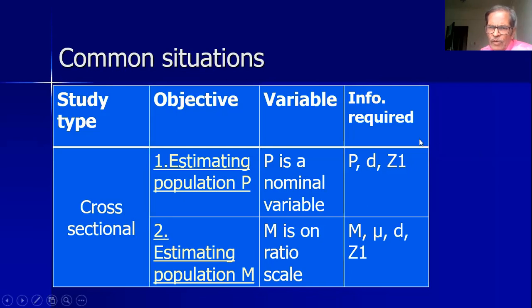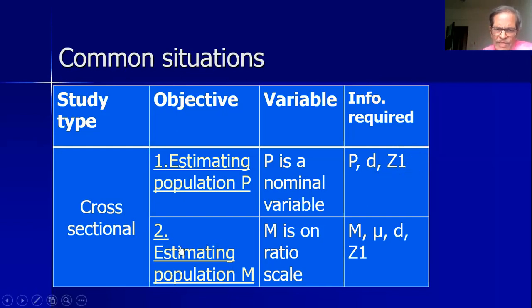D is the absolute precision, and Z1 is the Z value associated with the alpha error that you have chosen. So the information about these three will be required: your guess about the population prevalence or population proportion P, the D, that is the absolute precision with which P is acceptable to you, and the Z1, that is the function of alpha associated with the test that you have selected.